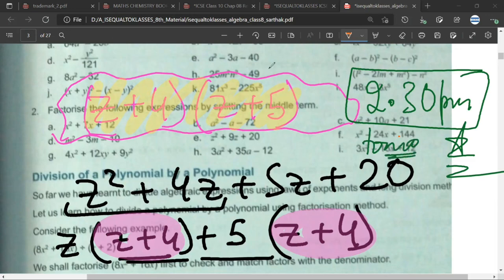Now, before tomorrow's class, if you can do part F, G, H, I, it would be great. Otherwise, we will do these parts in the class. Yes. I'll send you a worksheet for more questions for splitting the middle term. Try to do those also. Otherwise, we'll be discussing those questions in the class. Yes. Let's meet tomorrow, 2:30.